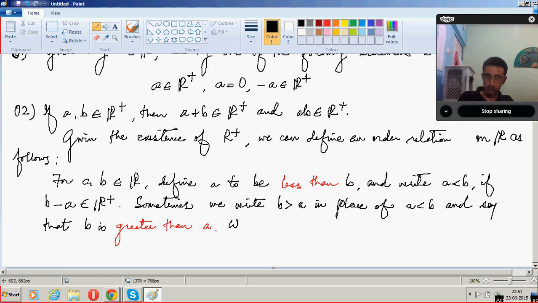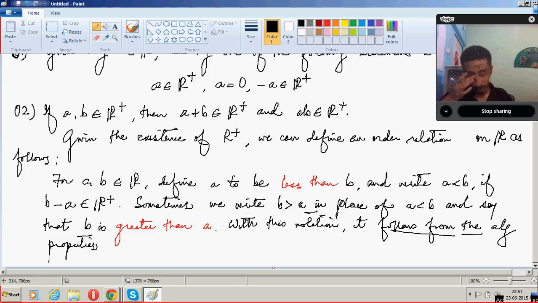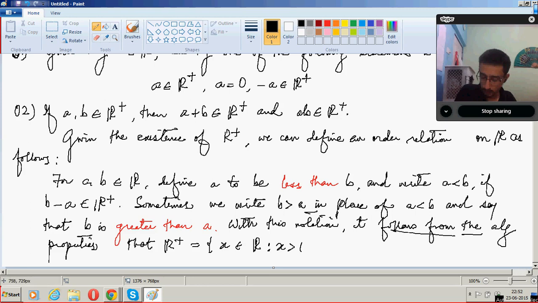With this notation, it follows from the algebraic properties that R plus is the set of all x belonging to R, reals, such that x is greater than 0.